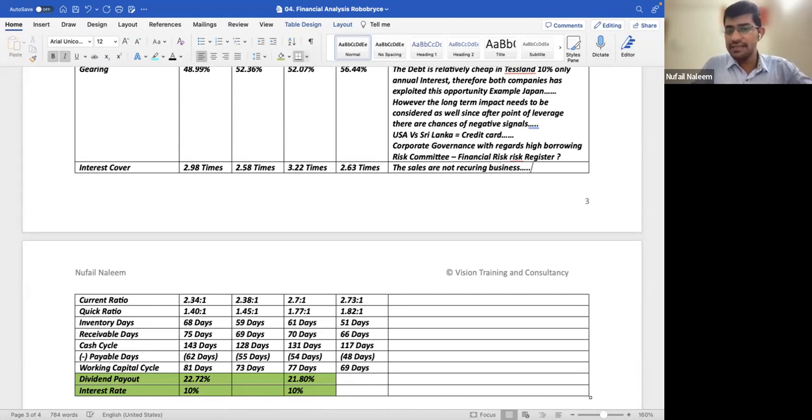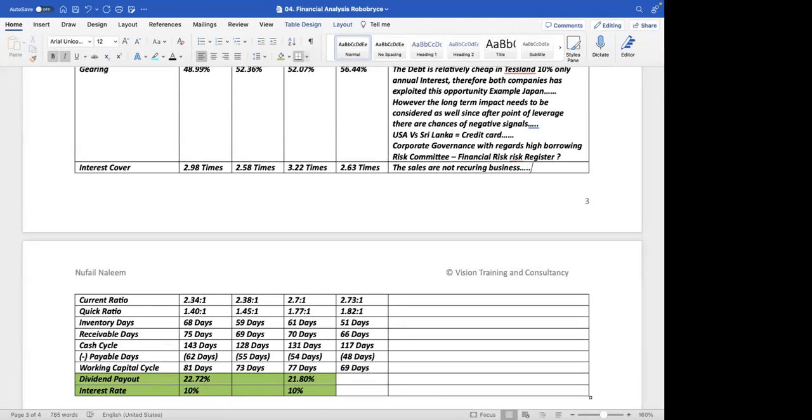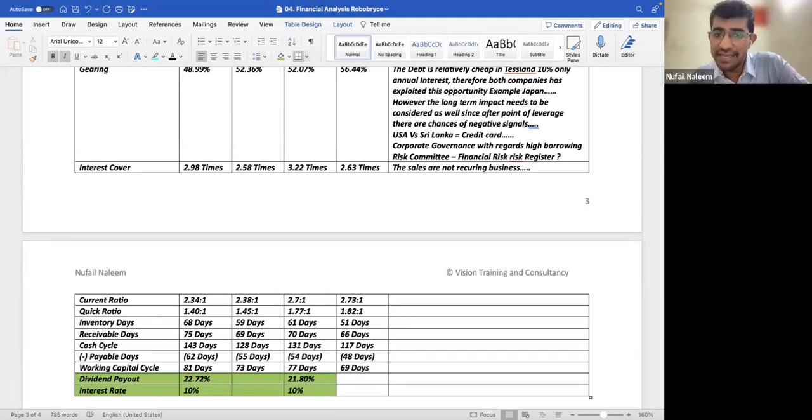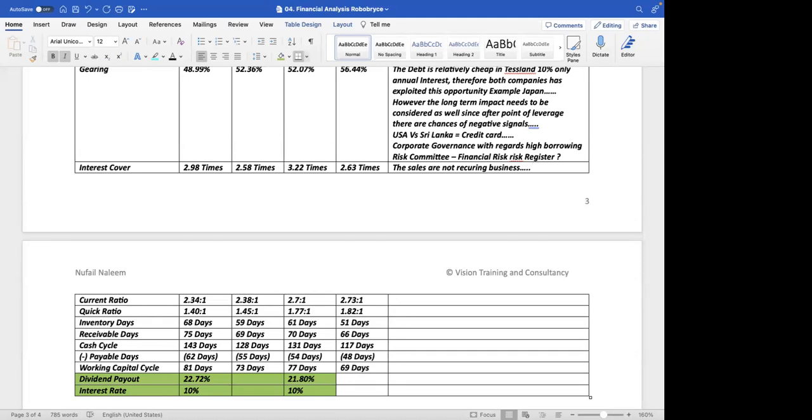Do you agree with these statements? In this case, do you think the sales are continuously repeating? No, it's not. Technically, no. I believe that everyone is clear with that. Sales are not recurring business. Only after sales will bring in money, sir.